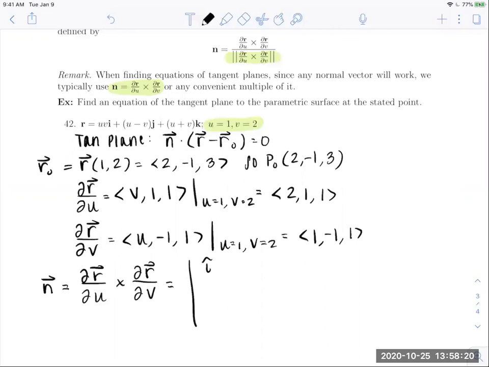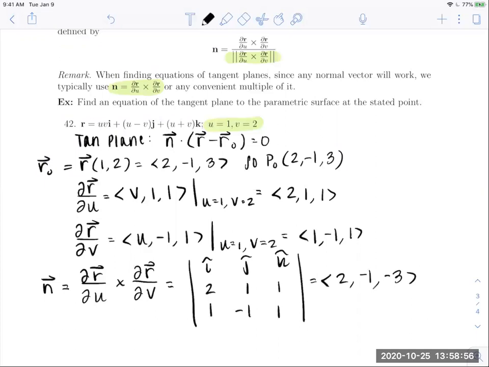I'm going to set up my cross product by way of determinants and throw in my vectors, 2, 1, 1, 1, negative 1, 1. And then carry out the cross product. We've been doing this for several chapters, so I won't show my work here. So in the i hat coordinate, I get 1 minus a negative 1, which is 2. In the j hat coordinate, I get 2 minus 1 is 1, but we have to negate that. And then in the k hat coordinate, I get negative 2 minus 1, which is negative 3.